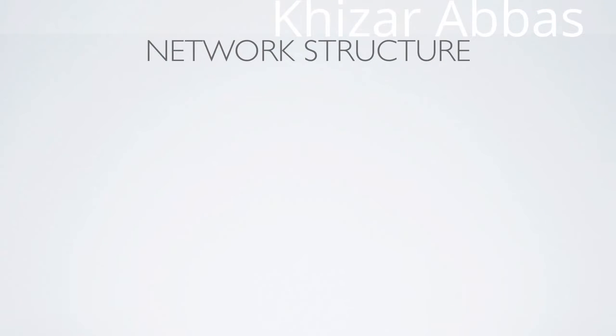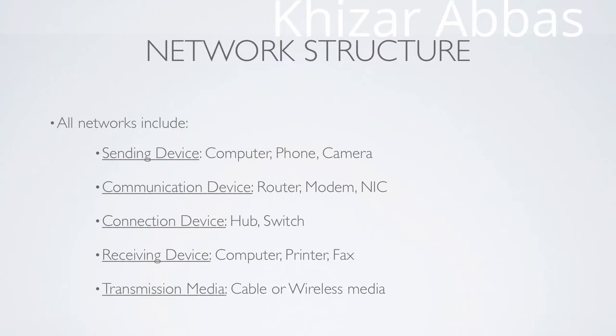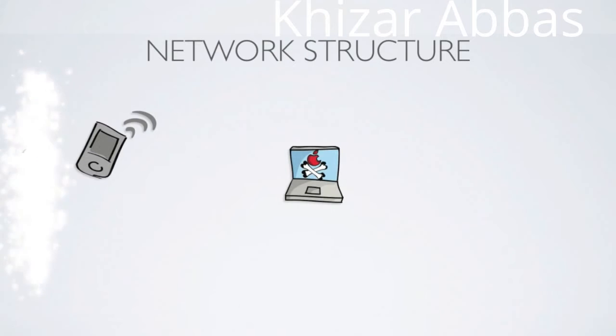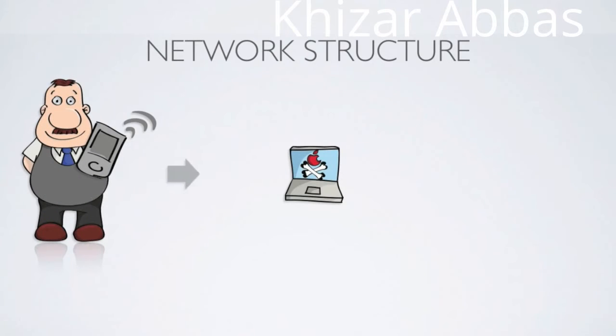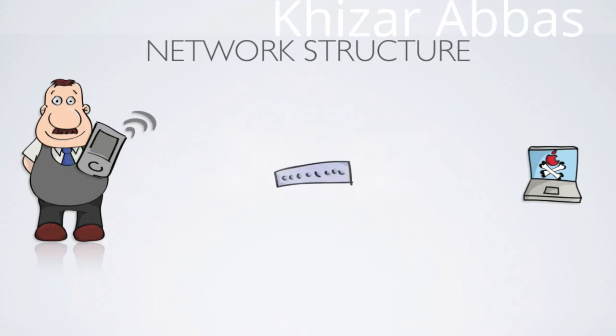Before we get into classification, we need to understand what constitutes a network by defining the network structure. All networks must include a sending device or a receiving device, which the user can use to input commands to send data or request to receive data. They must also have a connection device which connects all the network devices, essentially creating the network via transmission media. And a communication device which addresses, translates, routes, and allows inter-network communication.